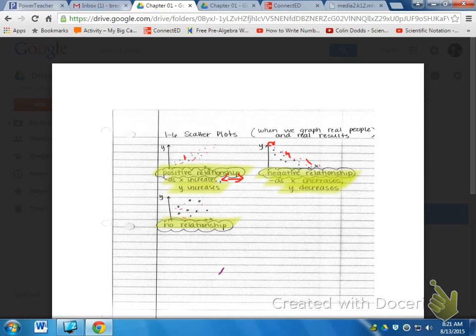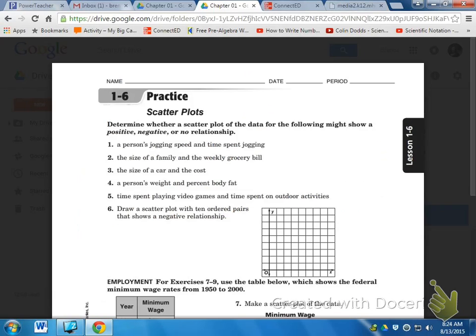All right, we are actually going to look at the homework together. So let me get that passed out to you. So we are looking at, not that, there we go. We are looking at practice 1-6 and some situations that could be placed on a scatter plot, and we have to determine whether it would be a positive relationship, a negative relationship, or no relationship.